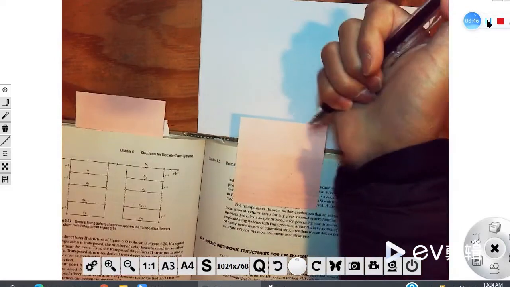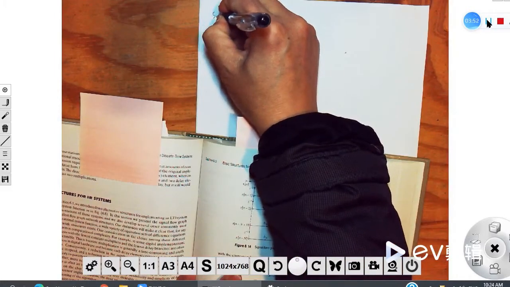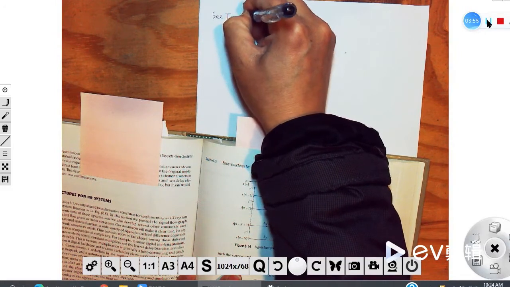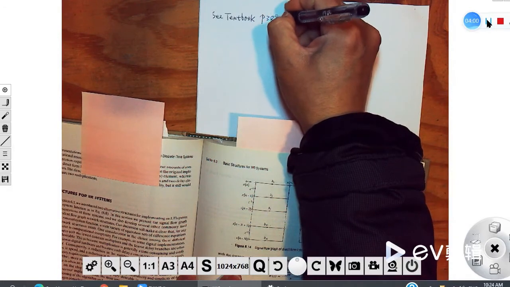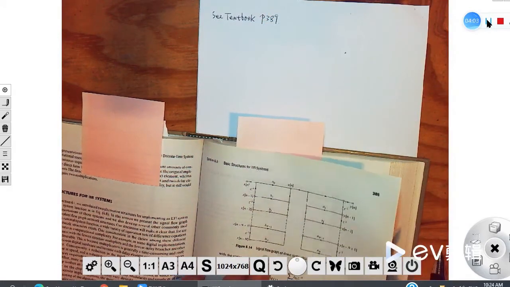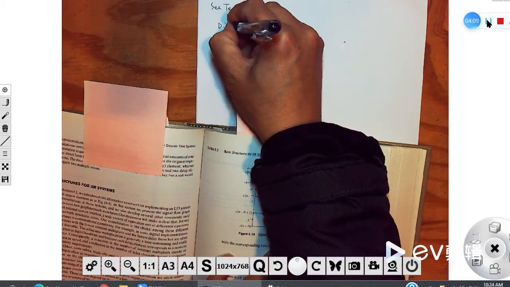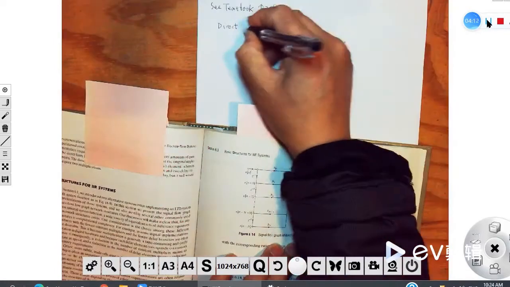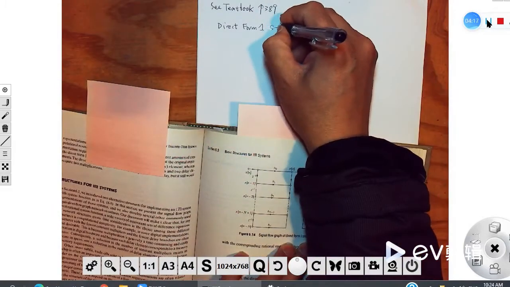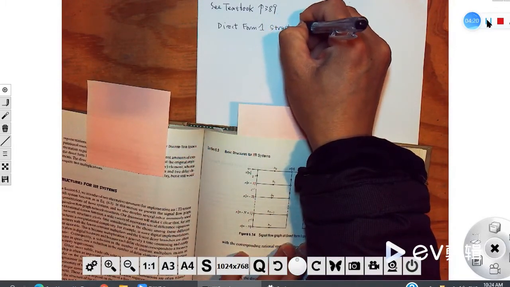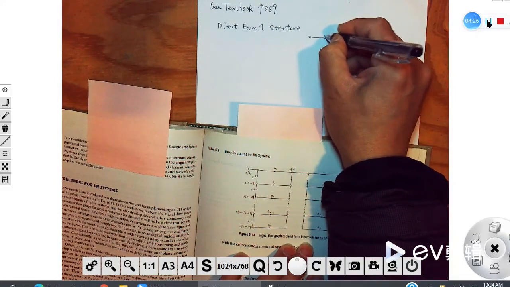So firstly, in the textbook, this is page 389. Then we have two forms. One is the direct form 1 structure. This one, I put it here.